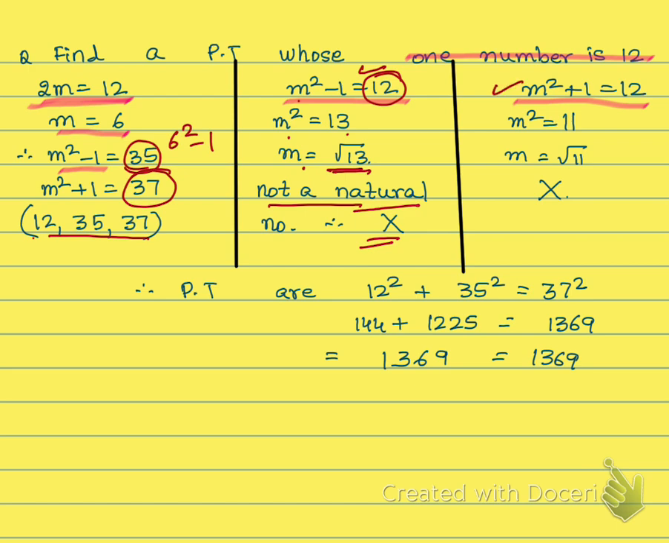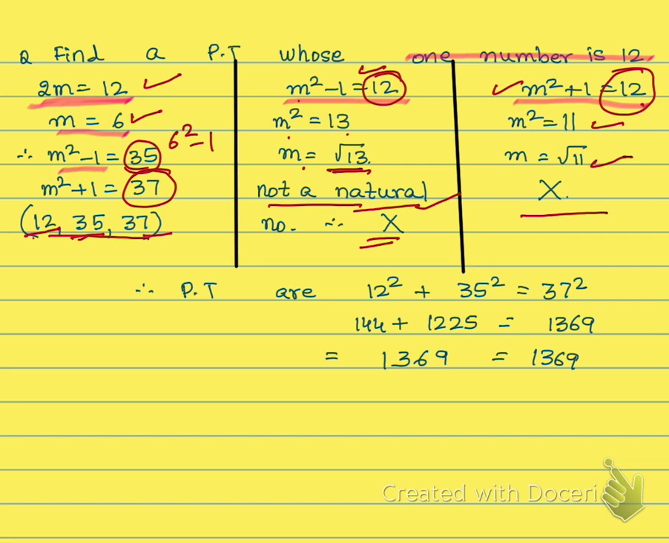Go ahead, let's assume that the third number is 12. So that means m square plus 1 is 12, m square is 11 and m is square root of 11, which is again not a natural number. Hence it's not my third number which is 12. It's only my first number. Now don't forget, it's not m equals 6 as your first value. What is your first value? 12. Second value 35, third value 37.